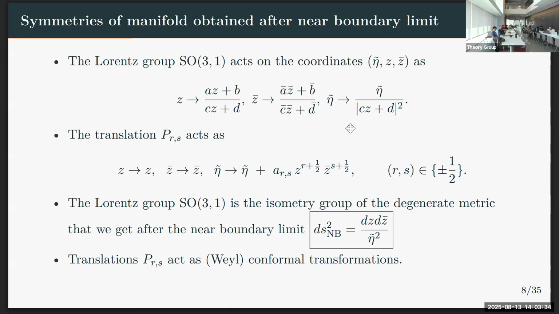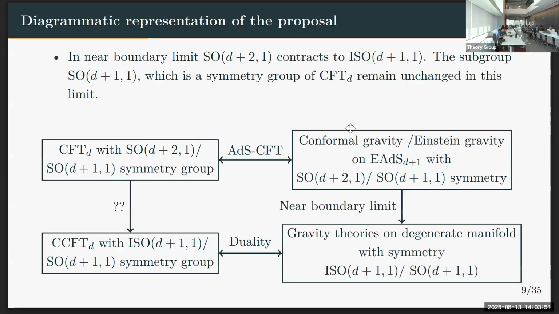So before I move on to the proposal, what I want to summarize is that the conformal group of Euclidean AdS in the near boundary limit becomes the Poincaré group, which is the conformal group of this degenerate metric. Right. So now let's go to the proposal.